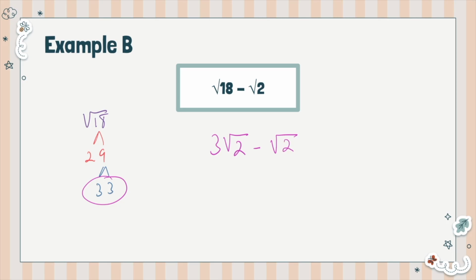They're both radical 2. So I see 3 radical 2, but no number in front of the radical 2 on the other side. Now, if I see no number in between, at this point, I should know that that's going to be the number 1. So 3 minus 1 is going to give me 2, and then radical 2 and radical 2 stay radical 2 for 2 radical 2 to be my simplified answer. Now let's take a look at example C.